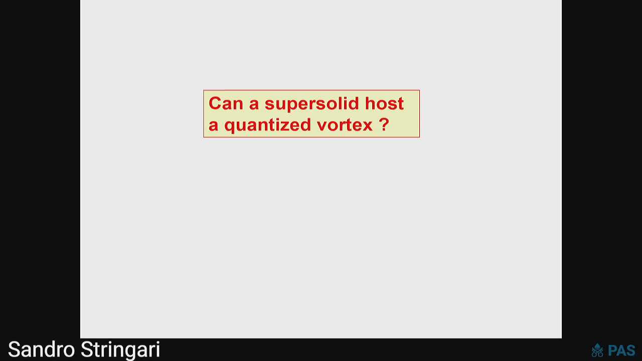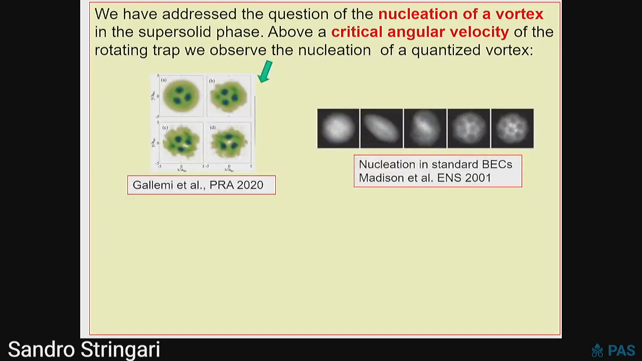So the question: can a superfluid host a quantized vortex? We approach this problem theoretically by suddenly rotating a confined configuration in the supersolid phase, and above some critical angular velocity, you observe the nucleation of a vortex which tries to enter between the interstices of the droplets of the system and put itself in the center of the trap. This nucleation process is very different from the one that took place in the seminal experiments in the standard case, in particular in the group of Jean Dalibard, where the nucleation of vortices took place via a strong quadrupole deformation of the cloud.